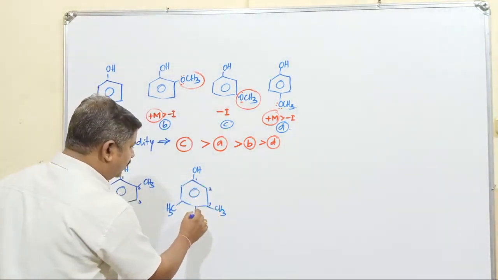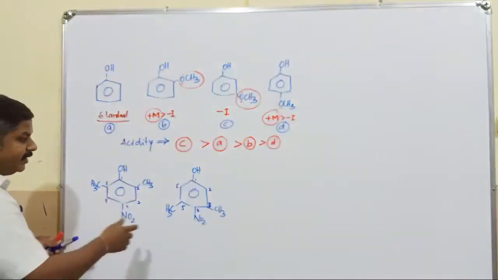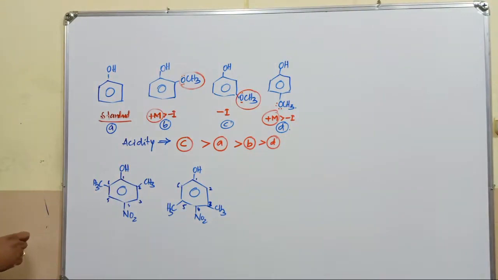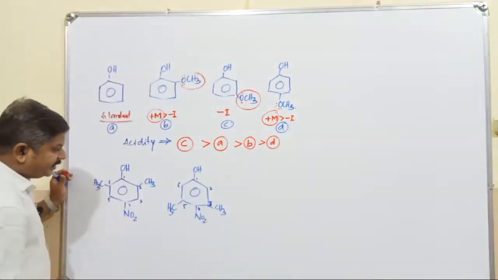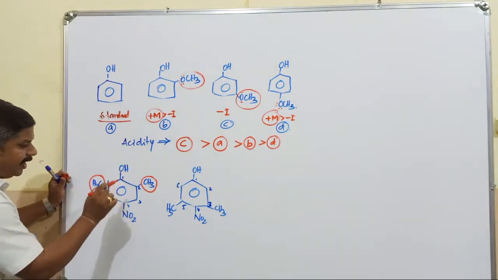What's the IUPAC name of this compound? 1, 2, 3. This is 3, this is 4, this is 5, this is 6. It is known as 3,5-dimethyl-4-nitrophenol. So between these two compounds, which compound is most acidic, which compound is least acidic? You see these two compounds, the CH3 group is present here, which is far away from the NO2 group.